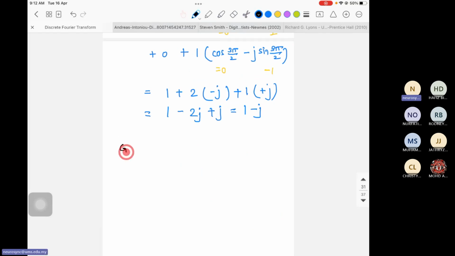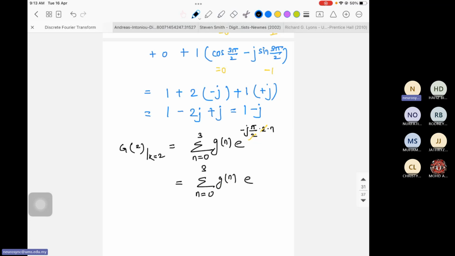Similarly, find g of 2. G of 2 means we are calculating g at k equal to 2. This is summation from n equal to 0 to 3 g of n e to the power minus j, I'm directly writing here pi by 2. K is what? 2 into n. Okay. Again, this 2 will get cancelled. So this is basically equal to summation from n equal to 0 to 3 g of n e to the power minus j pi into n.